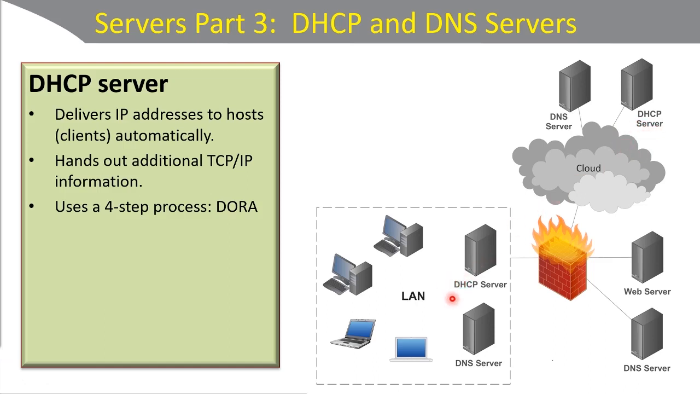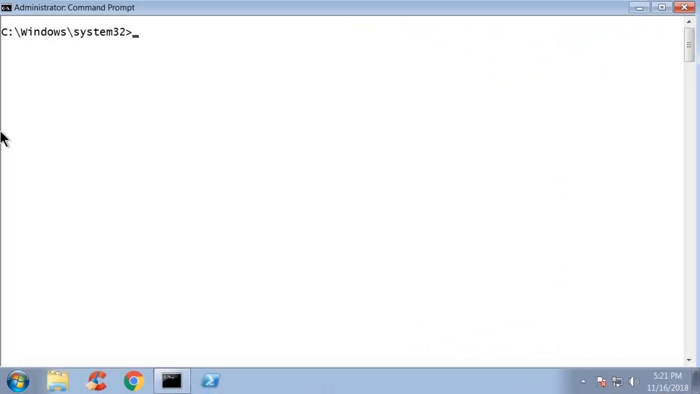Now let's focus on the DHCP server on the LAN, and we'll show some IP config information on a client, and then we'll show two examples of DHCP servers on the local area network. We'll start here. This is a Windows 7 virtual machine. So we'll run an ipconfig command to see the TCP/IP information, and we need to do that with the /all option so that we can see all the information here.